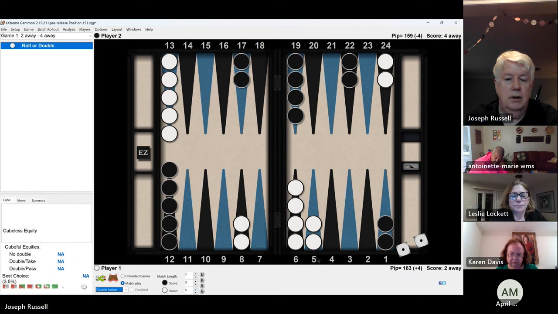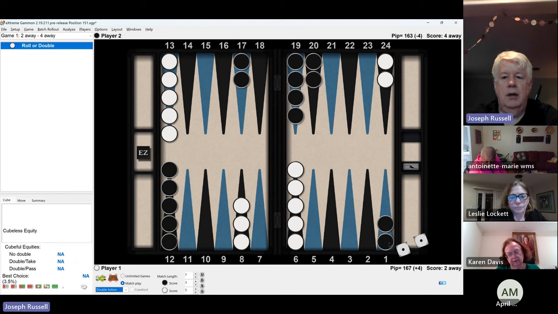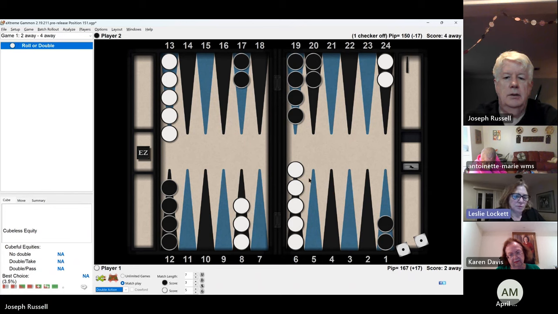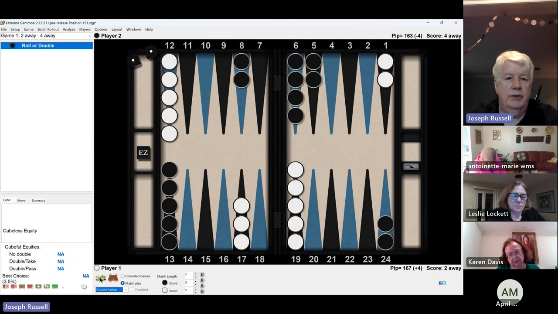Black has opened with a 3-1. And let's say we roll 5-1. 6-2, I was thinking. So the proper play for Black was 6-2. Make sure that we put the proper plays in.